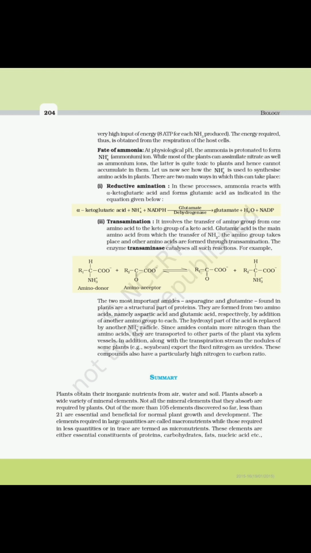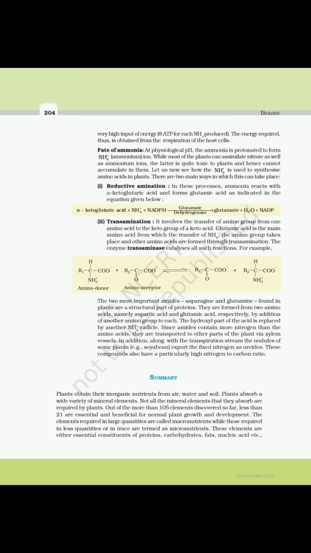Summary. Plants obtain their inorganic nutrients from air, water and soil. Plants absorb a wide variety of mineral elements. Not all the mineral elements that they absorb are required by plants. Out of the more than 105 elements discovered so far, less than 21 are essential and beneficial for normal plant growth and development. The elements required in large quantities are called macronutrients, while those required in less quantities or in trace are termed as micronutrients.